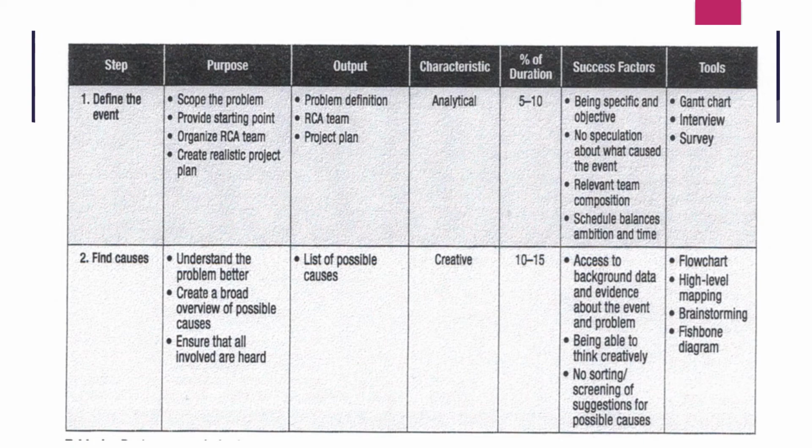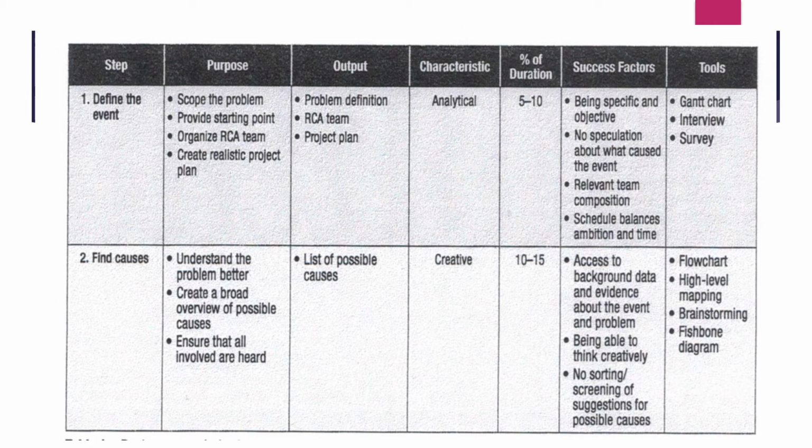So defining the event, and basically breaking this down a little bit further. In regards to the steps, and again, the steps are hint, hint, star, star. So you need to know ideally the order of how these steps go. Defining the event: the purpose is to define the scope of your problem and provide a starting point. Organize your root cause analysis team. Your root cause analysis team may not just be pharmacists, it may be doctors, it may be nurses, it may be other healthcare practitioners. And then you want to create a realistic project plan. You want to identify the problem, have your RCA team ready, and make your plan. This is an analytical step.